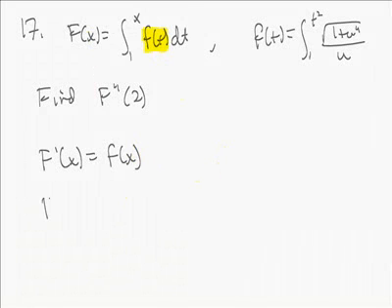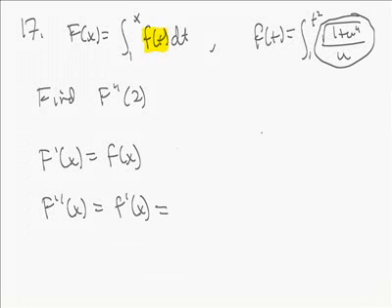Okay, so from here now we can find F double prime of x, which is equal to f prime of x. Now we're going to use the fundamental theorem of calculus here to get, well, it's going to be a form of this: (1 plus t squared to the 4th) over t squared, times 2t. So I'm going to let you take it from there.